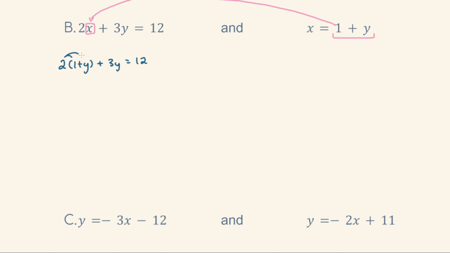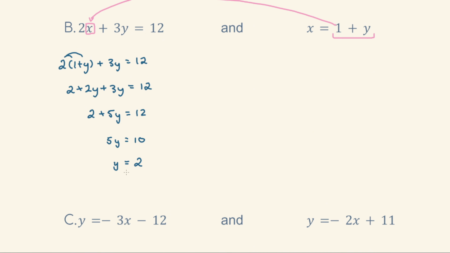And now we rainbow method this. You're going to get 2 plus 2y plus 3y is equal to 12. Simplifying this a little bit, you get 2 plus 5y is equal to 12. We minus 2 on both sides. We get 5y is equal to 10. Divide both sides by 5. You get y is equal to 2.